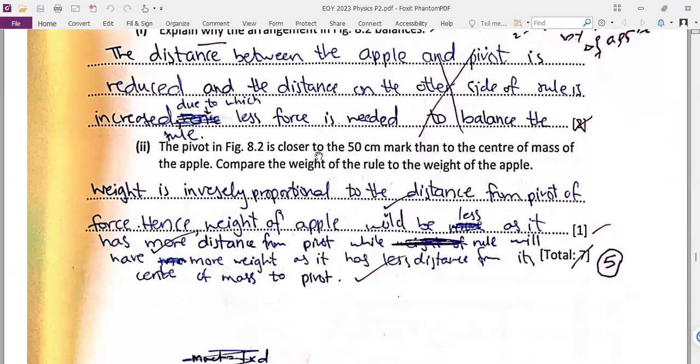The pivot is closer to the 50 centimeter mark. Compare the weight of the rule to the weight of the apple? Well, the weight is inversely proportional to the distance from the pivot, hence the weight of the apple would be less, so it has more distance from the pivot, yes. So the rule will have more weight, so it has less distance from its center of mass. That's why.